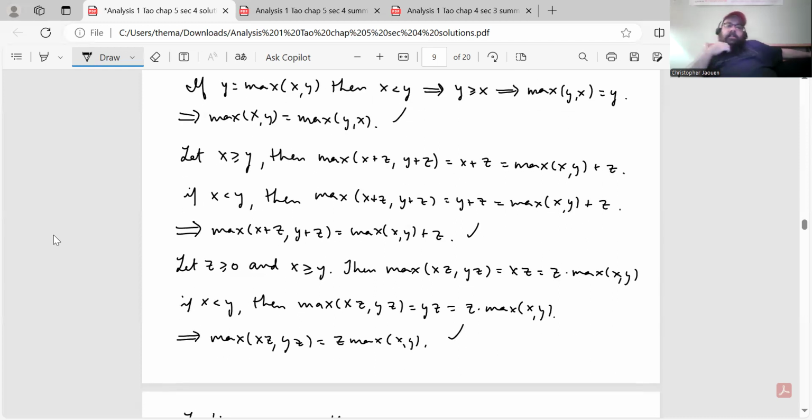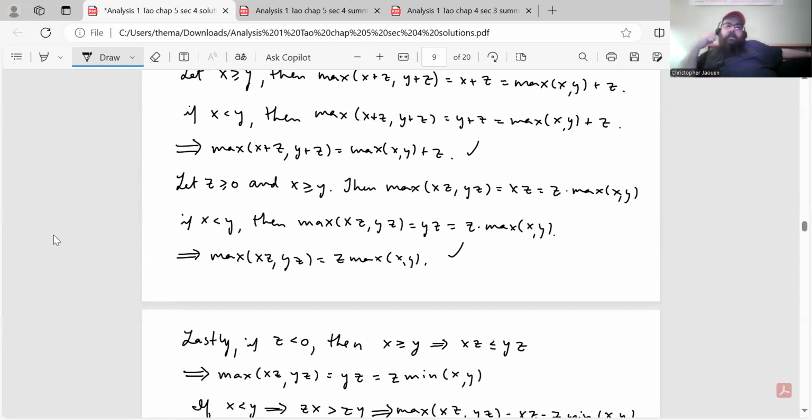Right. Next, let x be greater than or equal to y. Then max(x + z, y + z) is equal to x + z, which is the same thing as max(x, y) + z. And if x is less than y, then max(x + z, y + z) is y + z, but notice that's equal to max(x, y) + z. So that shows the third identity.